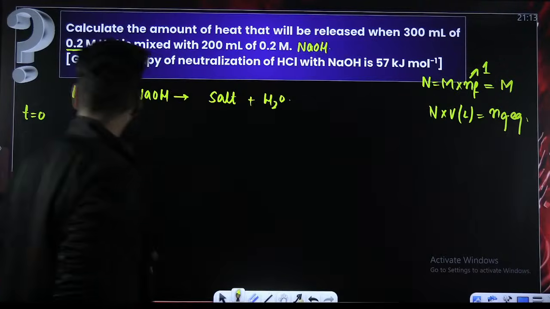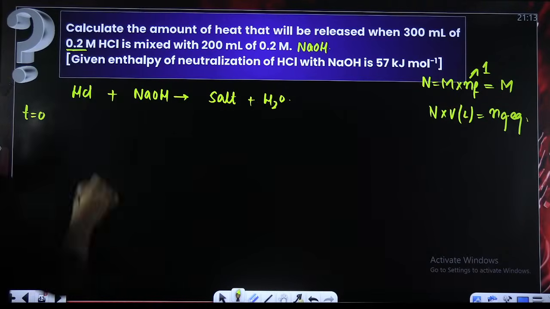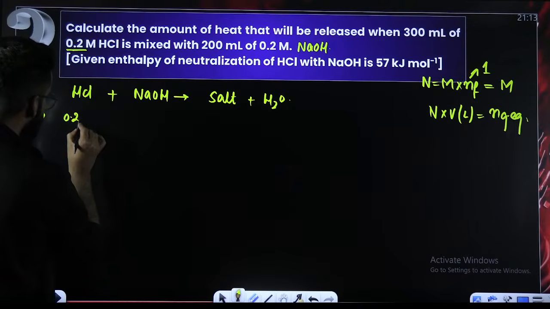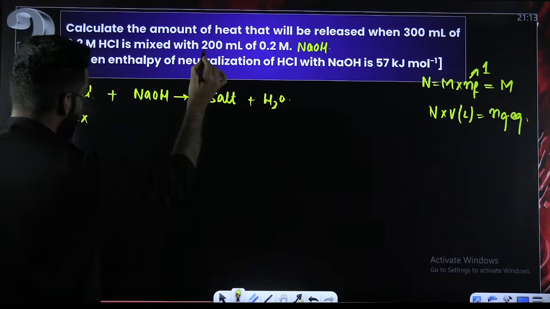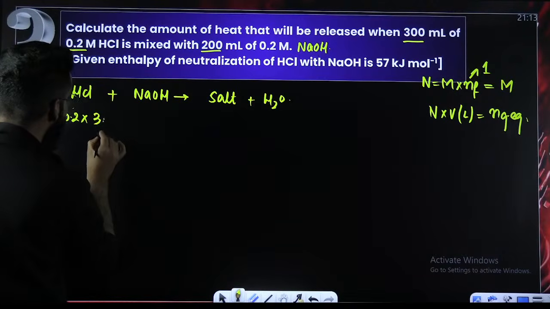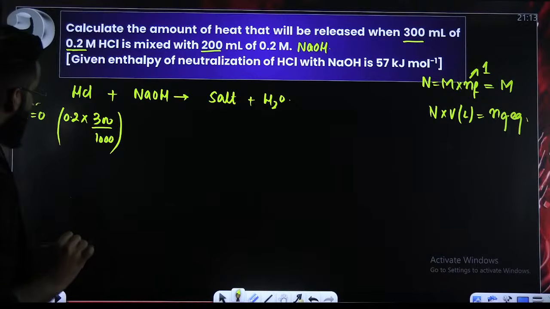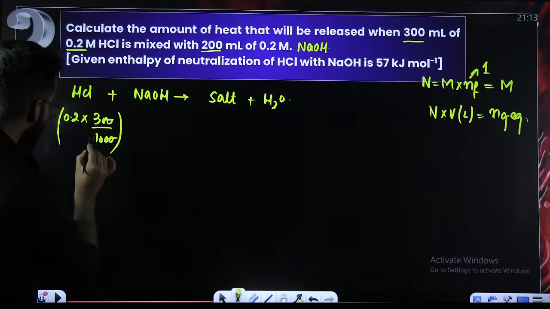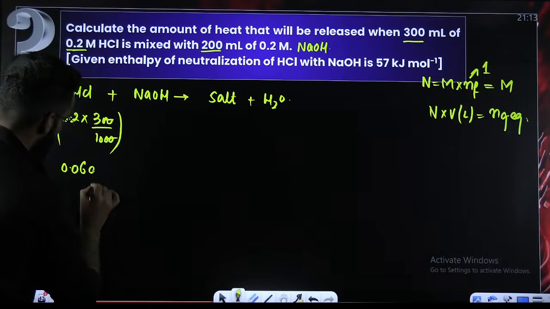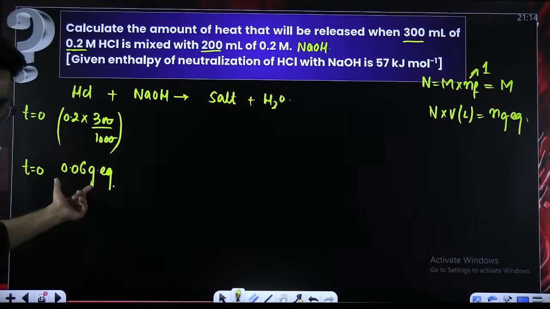So, if I ask you, initially at time t equal to 0, how many gram equivalents of HCl do I have? It will be 0.2, which is the normality of HCl, multiplied by the volume of HCl in liters, which will be 300 divided by 1000. Correct? So the zeros cancel. It will be 0.06. So I have 0.06 gram equivalents of HCl in the beginning.